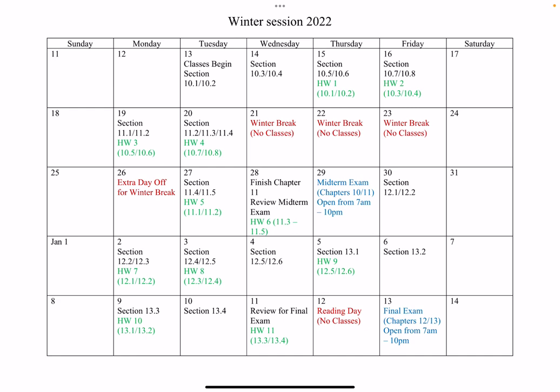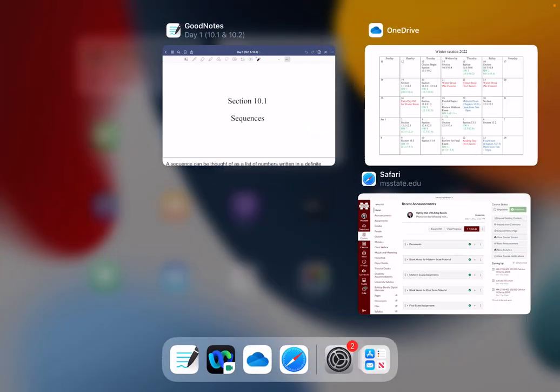So note that. You'll also note that the midterm exam is scheduled for December 29th. We'll talk more about that as we get closer to the midterm. And then your final exam, which that day is set by Mississippi State, is going to be on January 13th. So make sure you note that as well. Like I said, we'll talk more about those as we get closer.